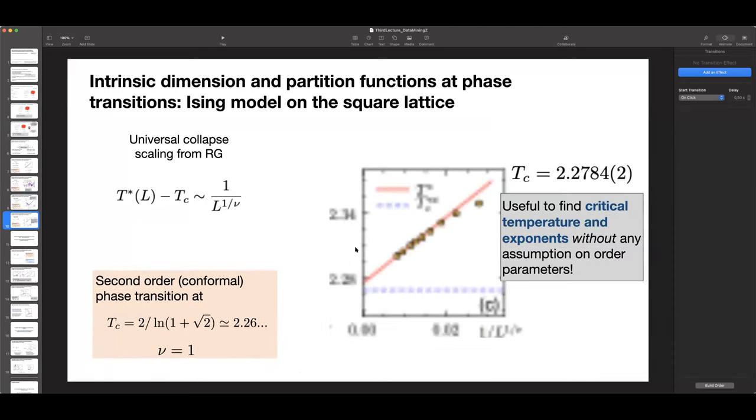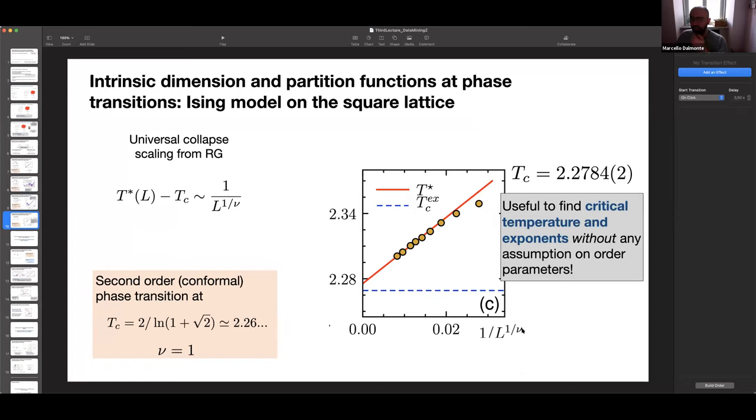Okay. And this is what we get. If we plot the position of the minimum as a function of inverse system size, with a critical exponent for large system sizes, that predicts a critical temperature of 2.278, which is less than 1% away from the expected critical temperature.